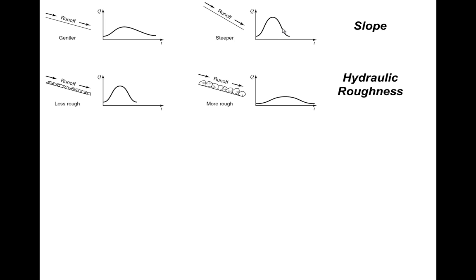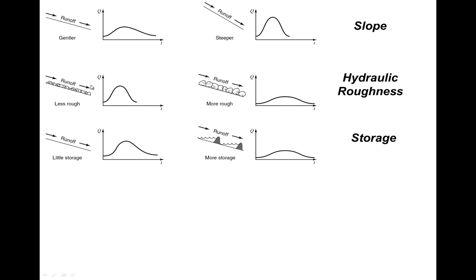Comparing the effects of hydraulic roughness, you can see that a stream that is more rough is going to have an attenuated peak compared to a relatively smooth channel where the water is able to move more quickly. The peak will be both higher and earlier. The peak is further to the left here compared to the peak being further to the right for the rougher slope.